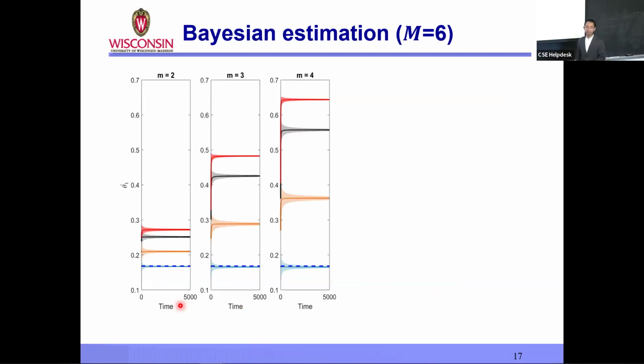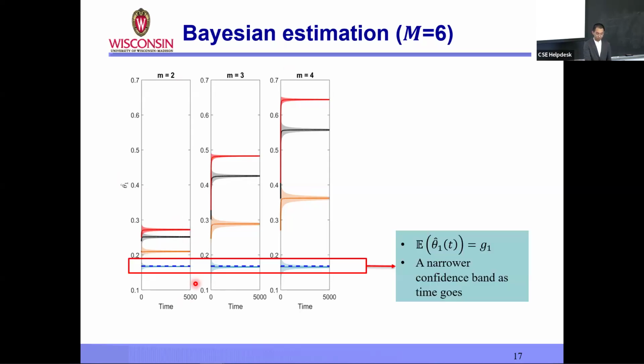So first, we investigate how the Bayesian estimation performs. So assume we have in total 6 variables, and we consider 3 different scenarios with different monitoring resources. And this plot shows the estimation of the theta1. So when the process is in control, you can see in the blue line here, the expectations of the eta1 is actually same as the G1 here, which validates our theorem.